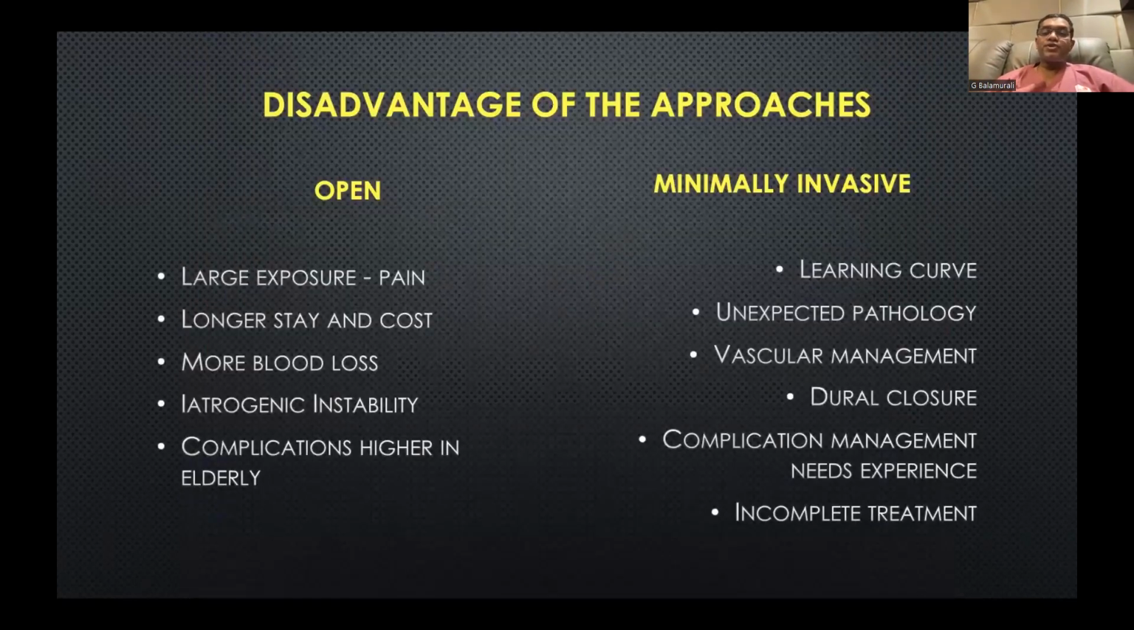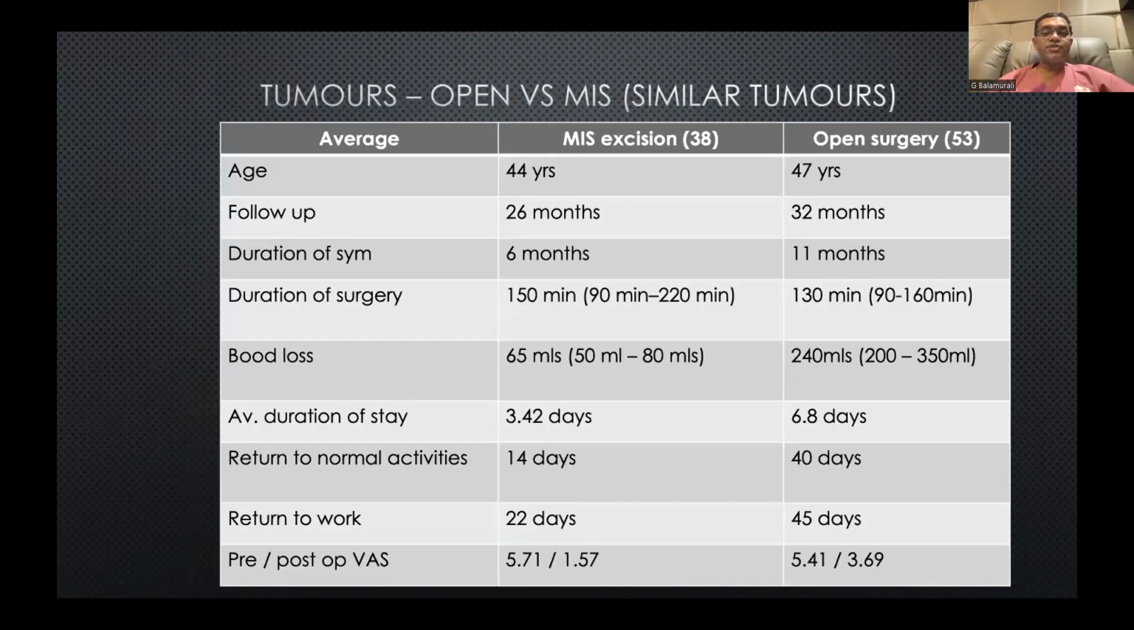Disadvantages of the approach are that there is a learning curve, and unexpected pathology, especially at the CV junction. You need to know how to manage your vessels, how to close the dura when there is a defect in the dura. And I use different techniques. We use patches, bovine patches, synthetic patches. I use Tachosil, which is a very good adherent. So these are all the various methods that you could use.